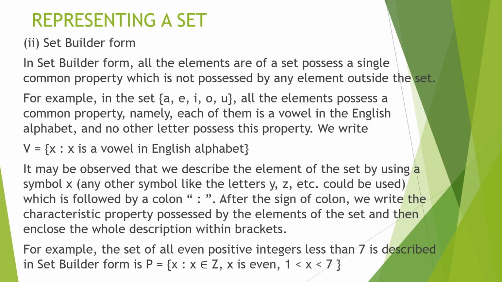It may be observed that we describe the element of the set by using a symbol x. Anything you can use: x, y, z, anything. And then we have a colon, and after that you write the property which it follows. For example, if I want to write the set of all even positive integers less than 7 in set builder form, I can write it as {x : x is an integer, x is even and 1 < x < 7} in curly brackets.